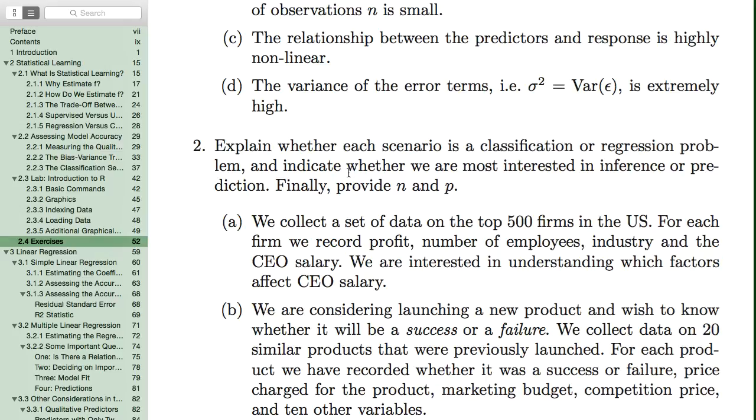It's a classification problem. Are we interested in inference or prediction? For each product, we want to know whether it will be a success or a failure. There's no indication here that we want to understand. I would guess that we just want to predict from 20 similar products. I don't see any reason why we want to do inference here. It seems to me that we just want to predict success or failure. And in fact, given the small n and the large p, I'm going to guess that we're going to tend toward one of the more flexible models.